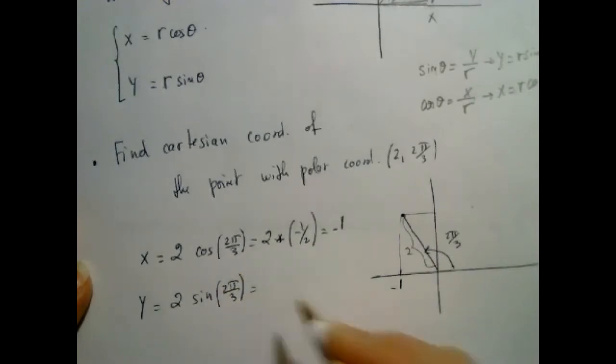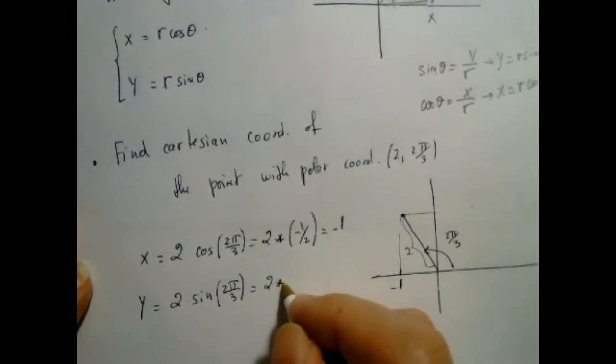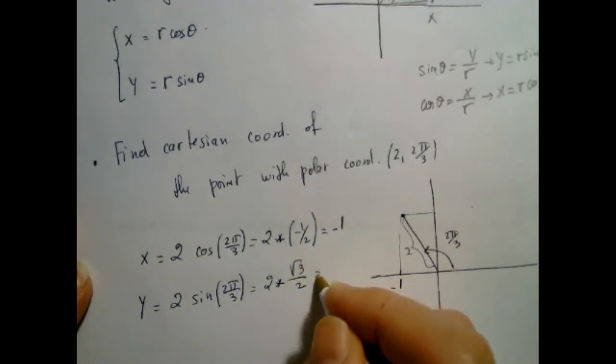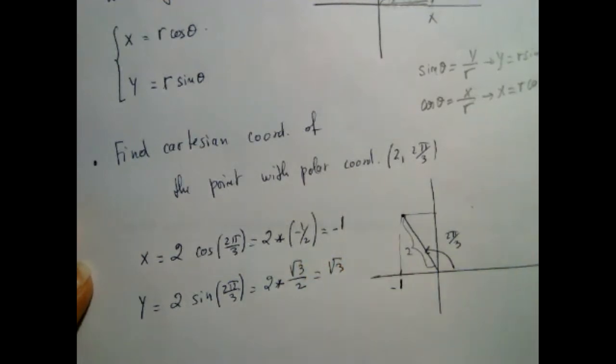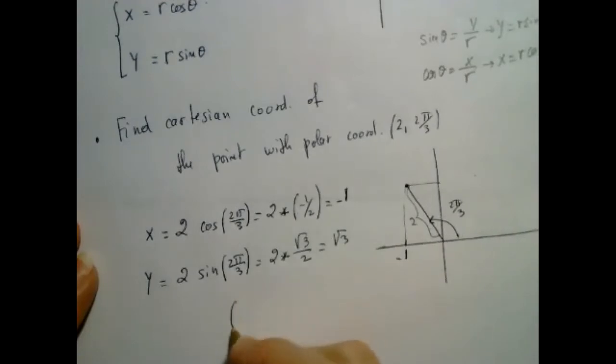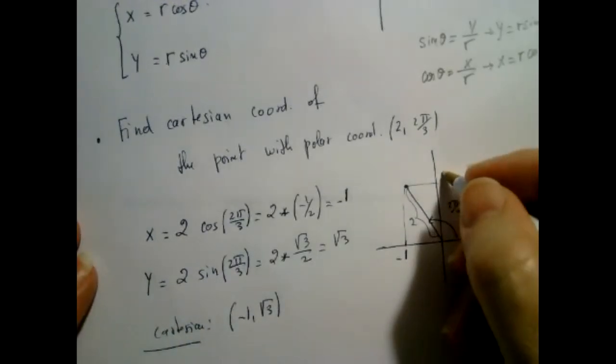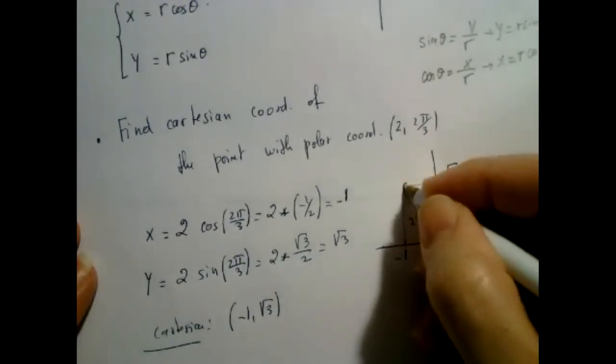And we know at least it's a positive number. Now, the sine of 2 pi over 3 is the square root of 3 over 2, which would give me the square root of 3. So the Cartesian coordinates are (minus 1, square root of 3). Okay, so it's fairly simple. So this is the square root of 3 right there.